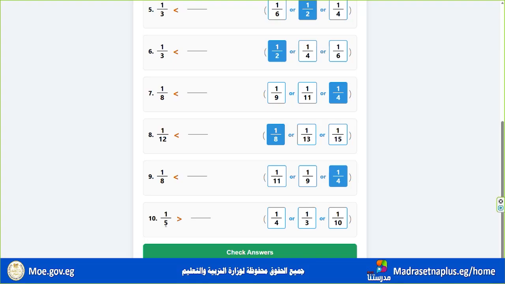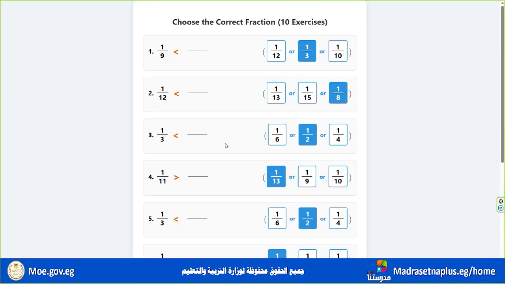Last one, 1/5. Is 1/5 greater than 1/4? No, 1/4 is greater. Is 1/5 greater than 1/3? No, 1/3 is greater than 1/5. So 1/5 is greater than what? 1/10. You can check your answer again. 1/9 is smaller than 1/3. That's right.